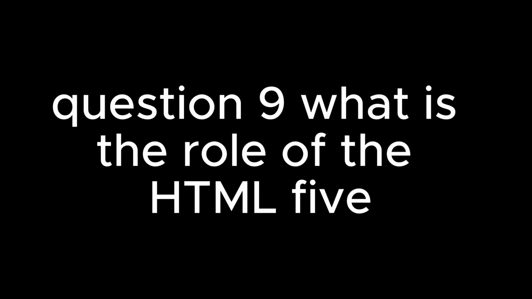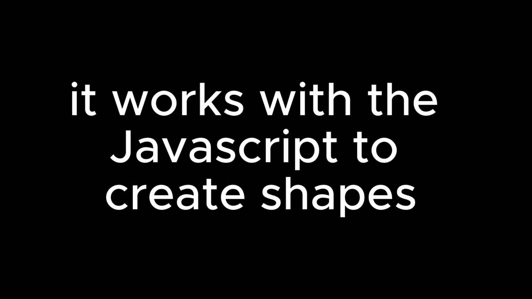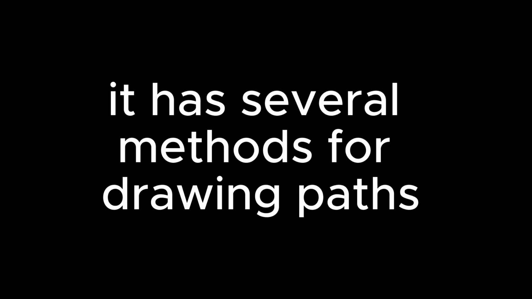Question 9. What is the role of the HTML5 canvas element? Answer. The canvas element is used to draw graphics on a web page. It works with JavaScript to create shapes, graphs, animations, or images. It has several methods for drawing paths, boxes, circles, text, and adding images.